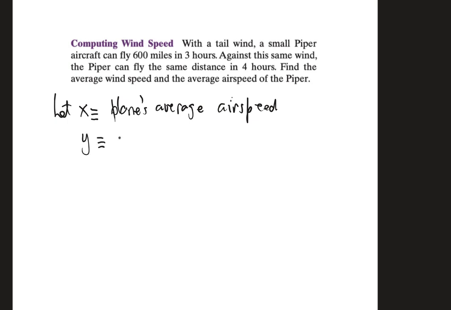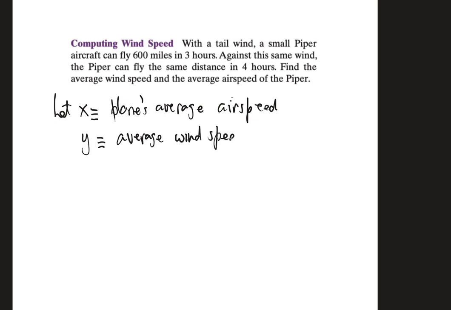So let's use x to represent the plane's average airspeed. So this is the plane's average airspeed, right? And that's one of our unknowns. And then we also want to know how fast the wind is blowing. So that would be the average wind speed.